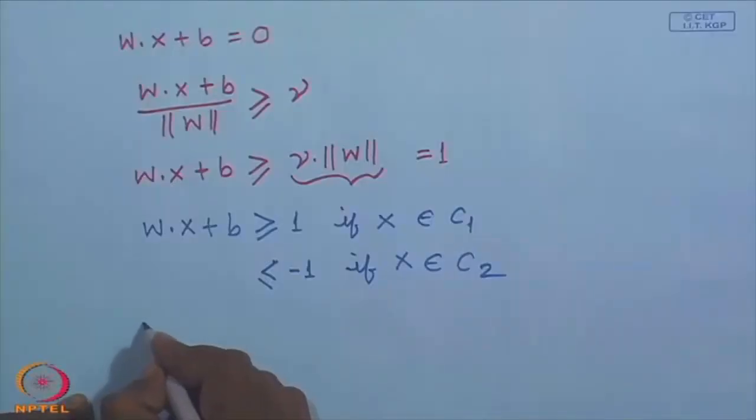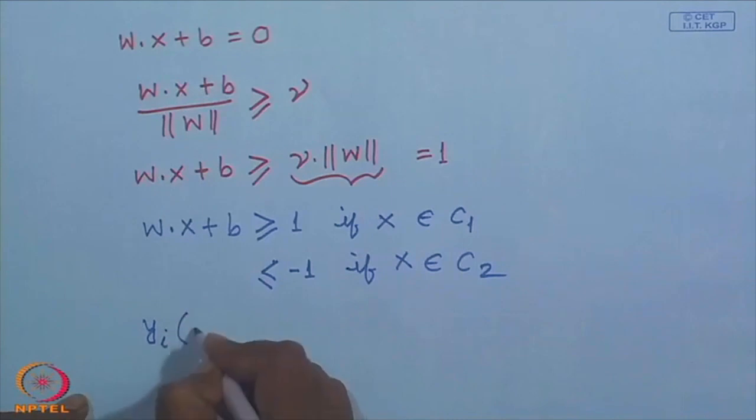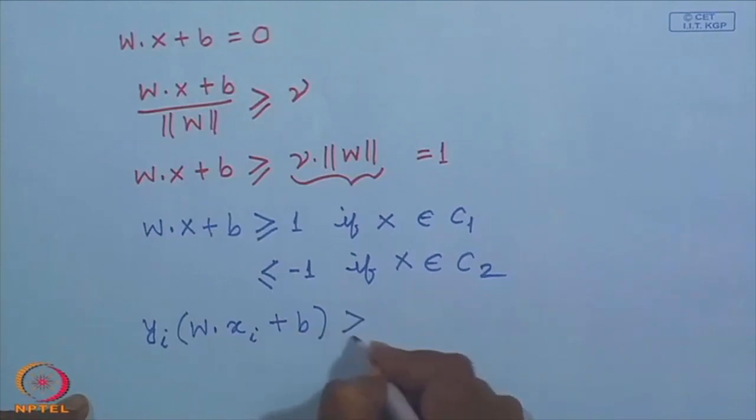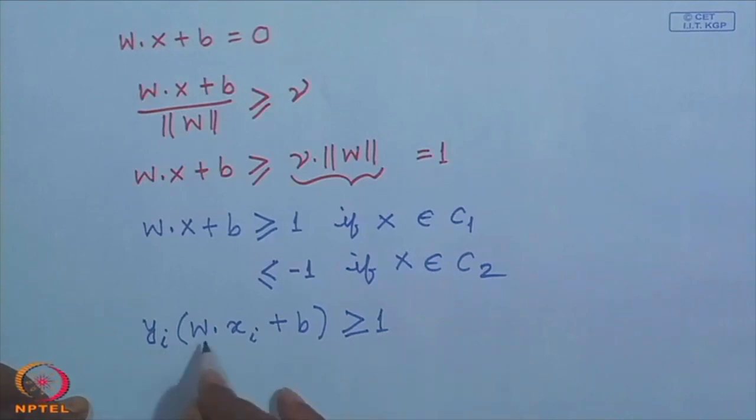And now, for a vector xi, if I multiply by the corresponding yi during the learning or training process, I will have a situation where yi into w dot xi plus b will always be greater than or equal to 1. This equality, yi into w dot xi plus b equal to 1, holds if xi is a support vector, and it will be greater than 1 if xi is not a support vector. So the question comes: what is my support vector then?